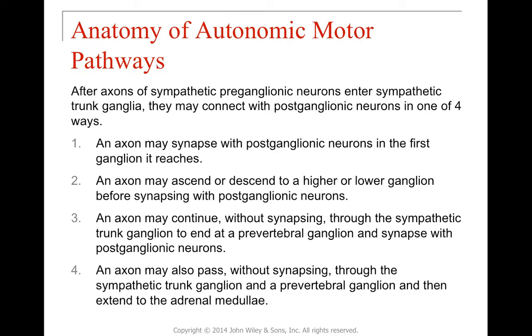It can also continue without synapsing through the trunk ganglion to end at a prevertebral ganglion and synapse there with postganglionic neurons. And last but not least, it can pass without synapsing through the sympathetic trunk ganglion and the prevertebral ganglion, and then extend directly to the adrenal medulla, which, as we mentioned, will interact with the chromaffin cells, which will then release norepinephrine.